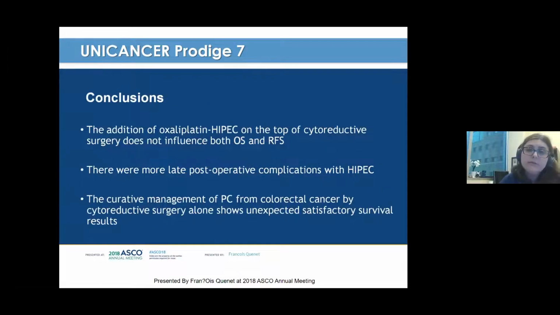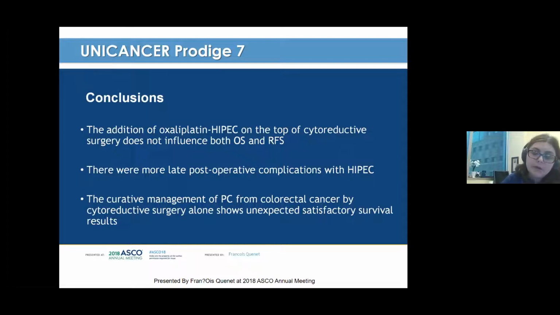So the conclusions of this study were that the addition of oxaliplatin HIPEC on top of cytoreductive surgery did not affect overall survival or recurrence-free survival. There was a little bit more post-op late morbidity in patients with HIPEC, which I didn't show the data, but there was a little bit more. And, you know, the curative management of PC with cytoreductive surgery by itself did extremely well.